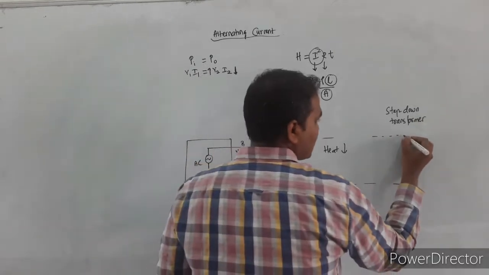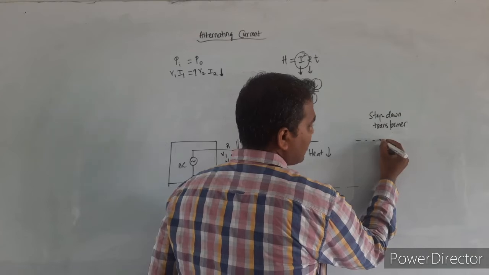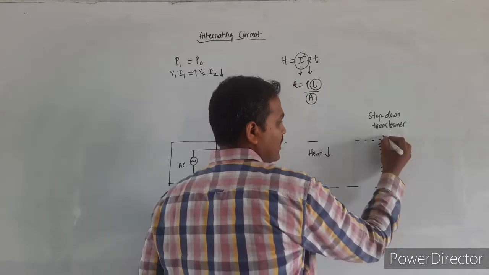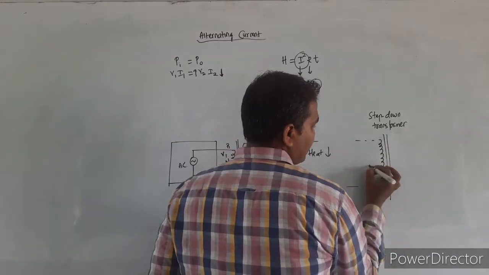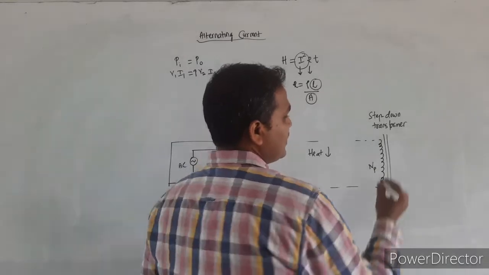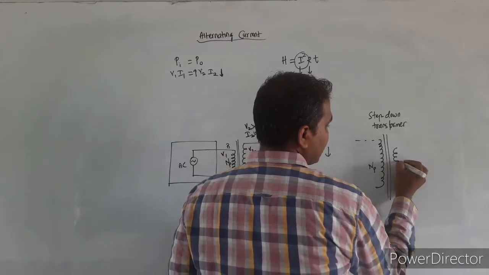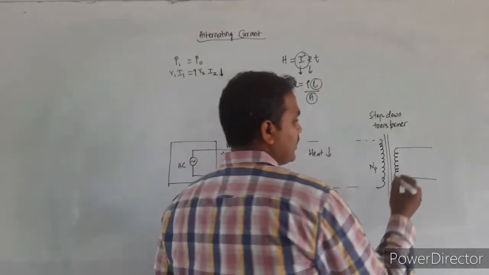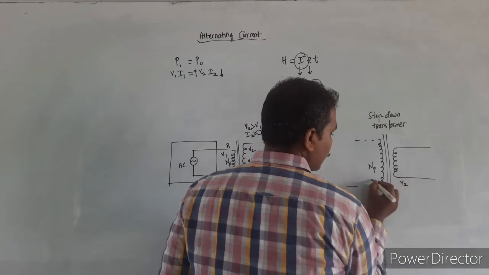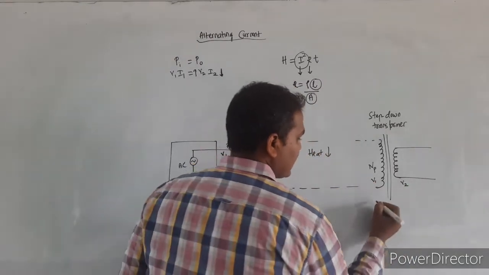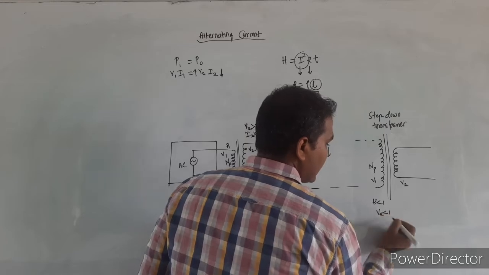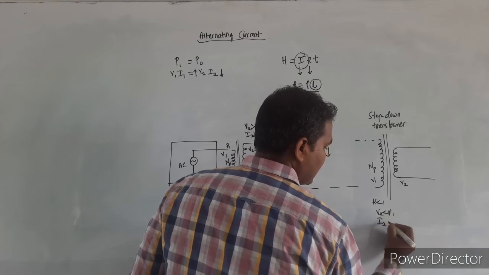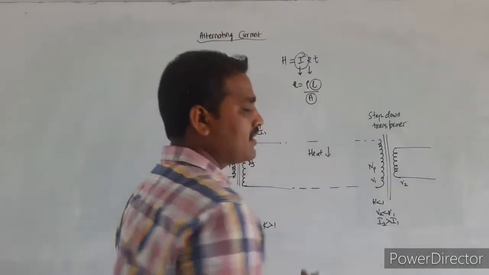For a step down transformer, we use the number of turns in the primary coil more than the number of turns in the secondary coil. If the number of turns in the primary coil is NP, we will use the number of turns in the secondary coil less than that. So here, if V2 is the output voltage and V1 is the input voltage, K is less than 1, hence V2 will be less than V1, and current will be greater than the input current I1.